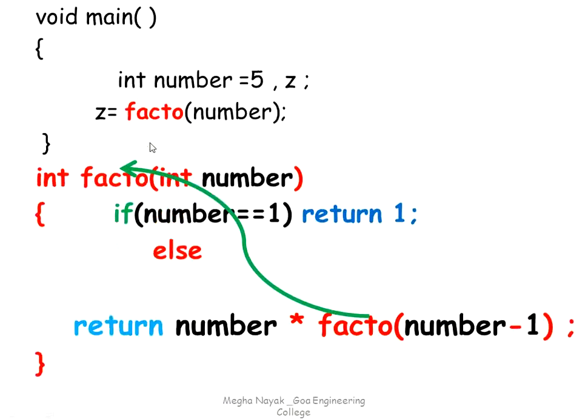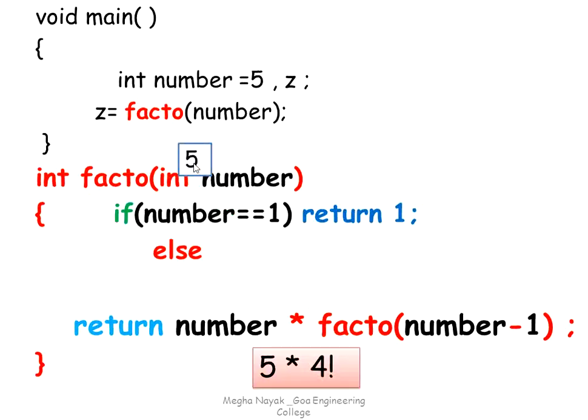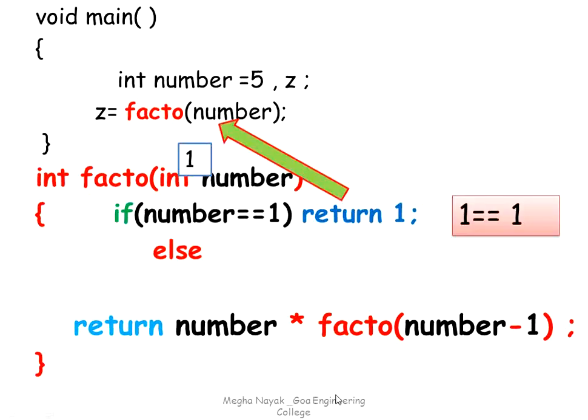So if you want to see the proper code, this is going to be how it is. Return number into factorial of number minus 1. First time the number is 5. So you are going to make a function call which says 5 into 4 factorial. Then this 4 again goes and sits here because it was 4 factorial in the previous case. So 4 factorial now goes and says 4 into 3 factorial. Now 3 factorial goes and says 3 into 2 factorial. Now 2 factorial goes and says 2 into 1 factorial.